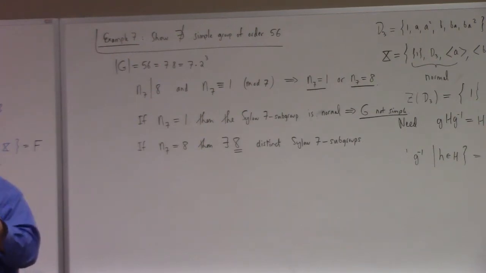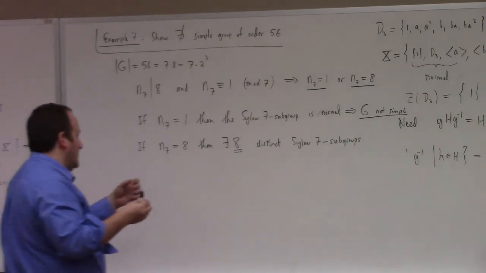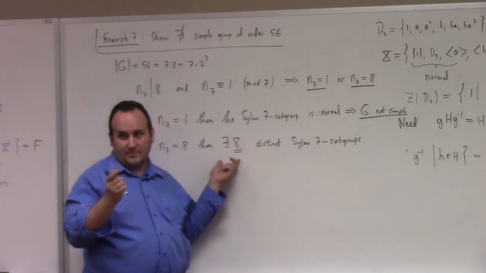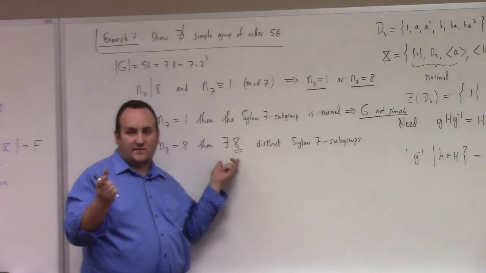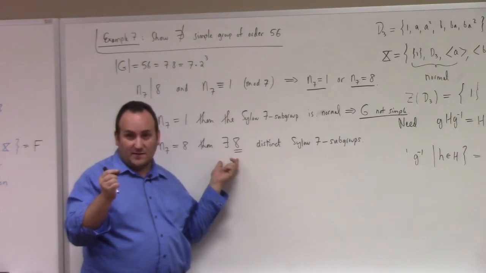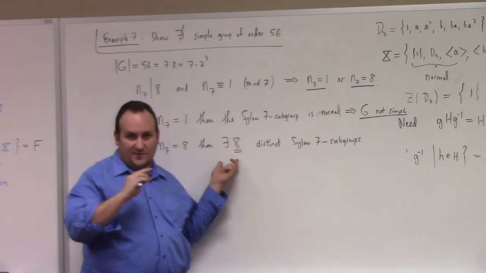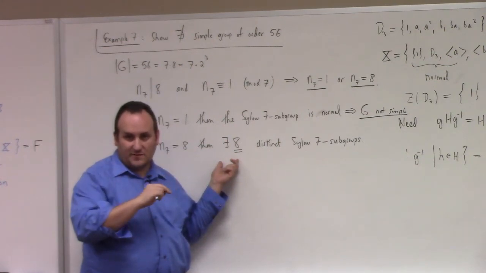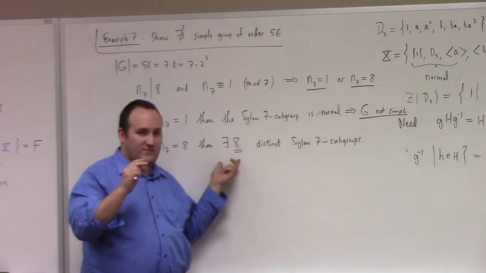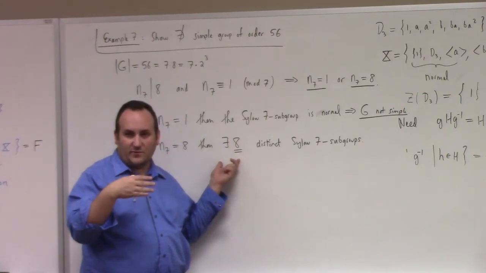You've got 8 distinct subgroups. Think about the counting. They're distinct, so they're not all the identity. They're related by conjugation, which we also learned in the section, so they have to have the same size. I can't have one that's got more than the others. They have to be equally sized. You can't have an element of order 7 squared, because then you don't have enough elements.